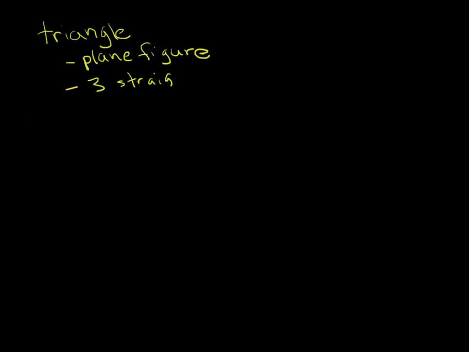Today, we're going to be talking about the triangle. Now, the definition of a triangle is that it is a plane figure with three straight sides and three angles.